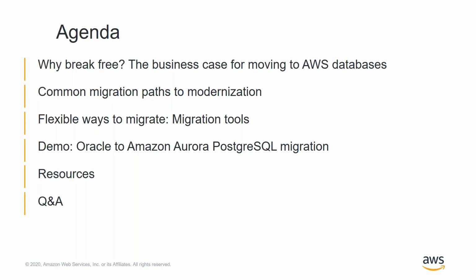We'll quickly talk about the common migration paths in terms of migrating a legacy database like Oracle to AWS. We'll touch on some of the migration tools that help our customers in this migration process. We'll spend the bulk of the time today talking about and showing you the demo of an Oracle to Amazon Aurora migration, especially the Postgres version. And then we'll touch on some resources and open up for Q&A. So lots to cover today, so let's get to it.